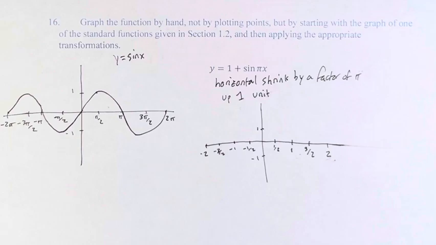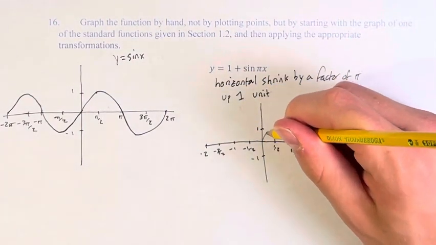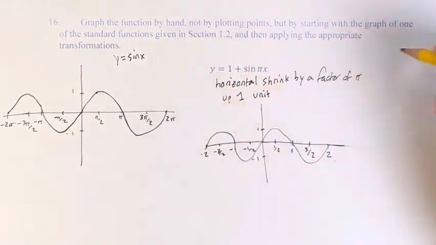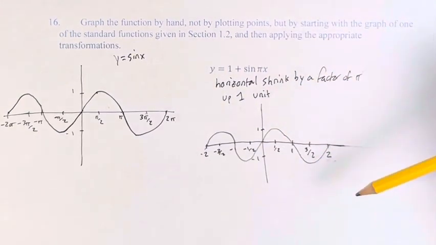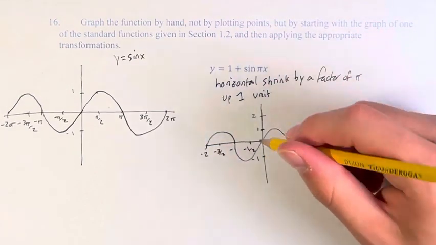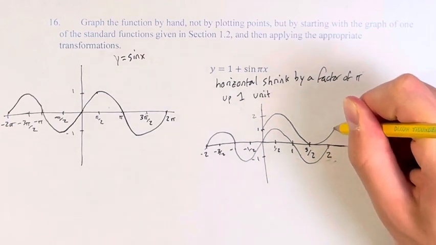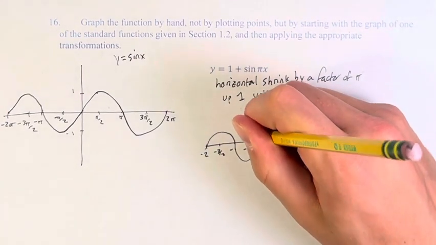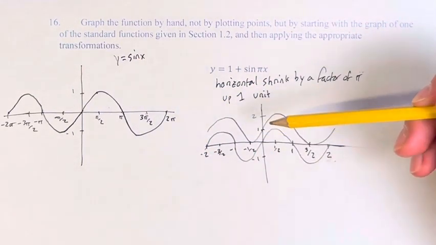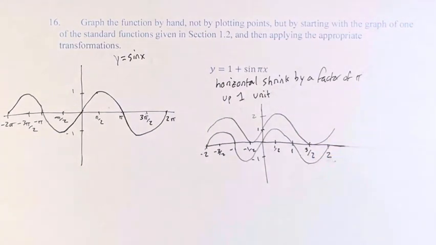And I'll draw the intermediate function, right? Where we're only shrinking by a factor of pi. It's going to look the exact same as the original function, just with different values on the x-axis. And then we just have to go up 1 unit, so it's going to go up to 2, and we just move everything up. So don't have to be super careful with this, just everything gets moved up. So a value of 0 goes up to 1, a value of 1 goes up to 2, a value of -1 goes up to 0, and so on.